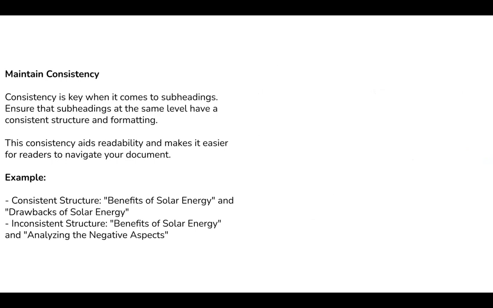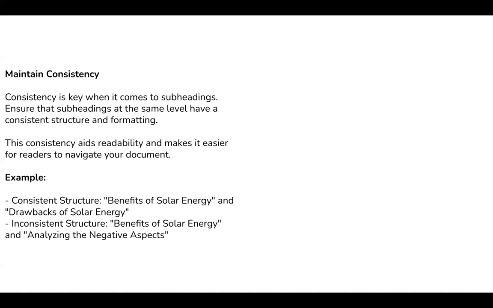So maintain consistency. Again, consistency is key when it comes to subheadings. Ensure that subheadings at the same level have a consistent structure and formatting. This consistency aids readability and makes it easier for readers to navigate your document. In this example, benefits of solar energy is a subheading. Then the next subheading is drawbacks of solar energy.